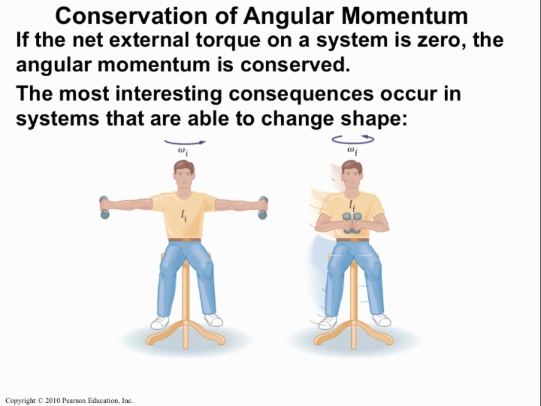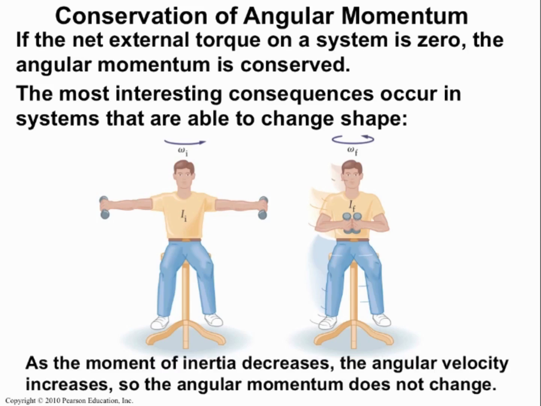And what's neat about this is that for angular momentum to remain constant, if he decreases the radius and therefore decreases the moment of inertia, then to make up for it, the angular velocity increases. So the angular momentum does not change. So what that means is this guy, if he's spinning slowly with his arms extended, once he brings his arms in, he's going to spin more quickly. All right. Now you've seen that happen with figure skaters, and I'll show you a little demo of that in just a little bit. But this is the physics behind that.